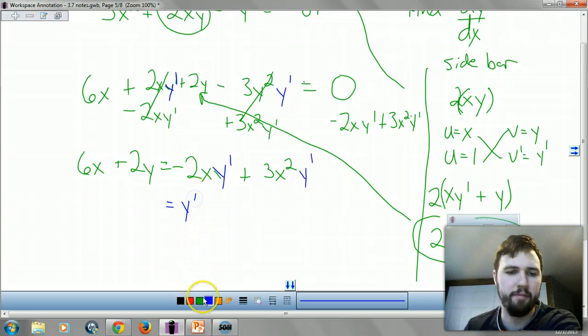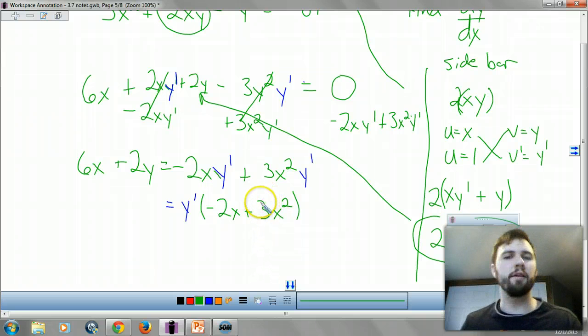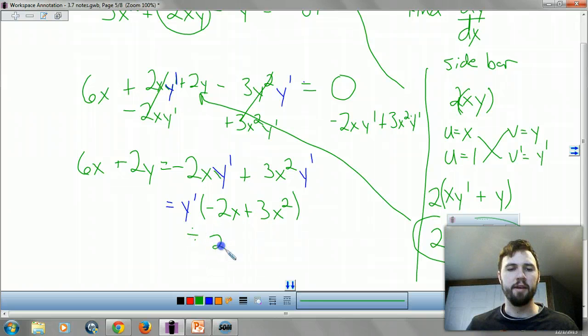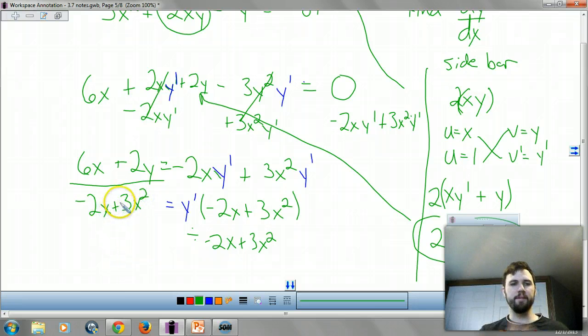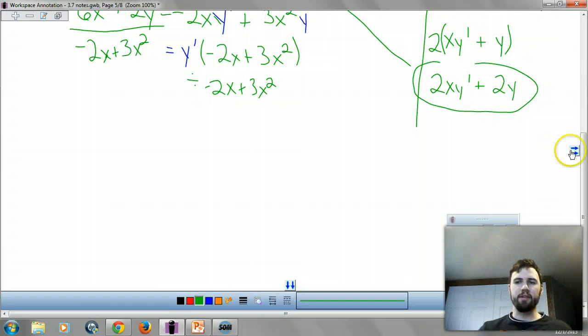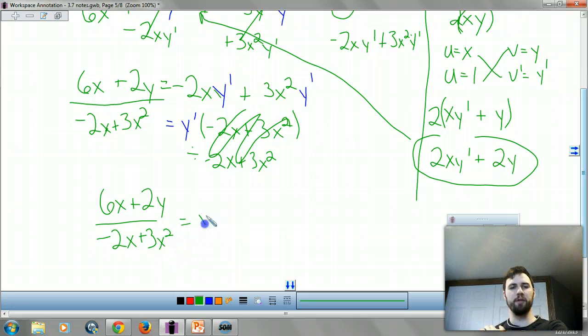Next step is factoring out your y primes. So you pull out y prime. You have negative 2x plus 3x squared. Next, we solve for your dy over dx, also known as y prime. So I'm going to divide both sides by negative 2x plus 3x squared. And I'm done. That's my answer, because now this y prime is left by itself. And I get 6x plus 2y over negative 2x plus 3x squared equals my y prime.